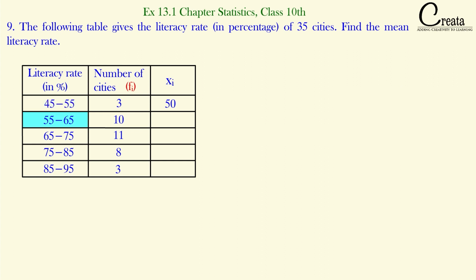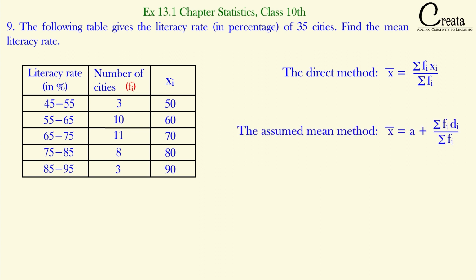Second row, the midpoint is 60. Third row, the midpoint is 70. Next it is 80 and 90. So we got the values of xi. Now we have two options. Either we can use the direct method or we can go to the assumed mean method. It depends upon the calculation. Is it tough or easy? If you observe, the calculation is not so tough, so we can apply the direct method, but still we will go to the assumed mean method. Note that you can use any of the methods, the answer will not change. Just to show you a different method, we are going with the assumed mean method, the next method.